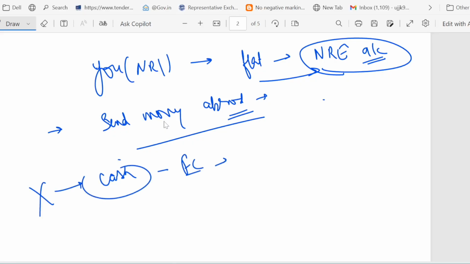Suppose you inherit farmland from a relative in India. You have inherited farmland, right?